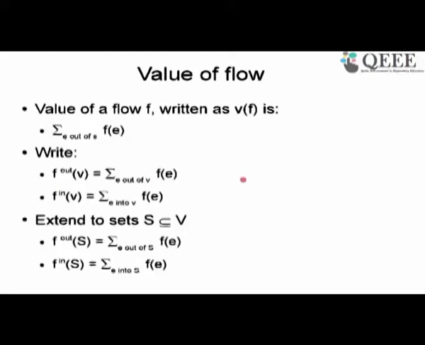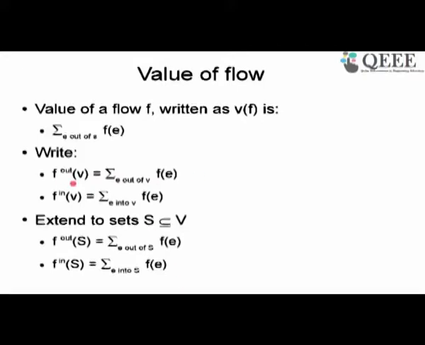I am going to use a simple notation: when I write F out V, what it means is the total flow that is going out of the node V. So the sum over E out of V of F of E is called F out of V. Similarly, F in of V is the total flow going into a node V, the sum over E into V of F of E. So the conservation condition can simply be said as: for all internal nodes V, F in V must be equal to F out V. Just a simplification, so I don't have to keep writing sigma E into and sigma E out. That's why we are writing this.